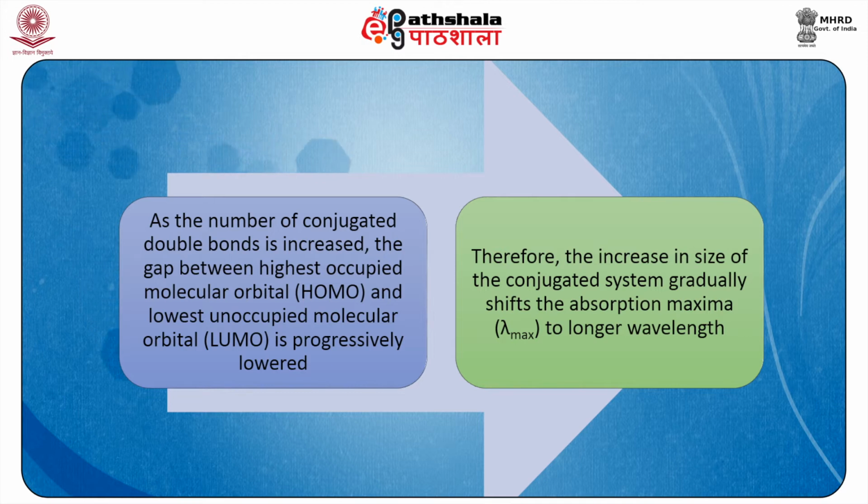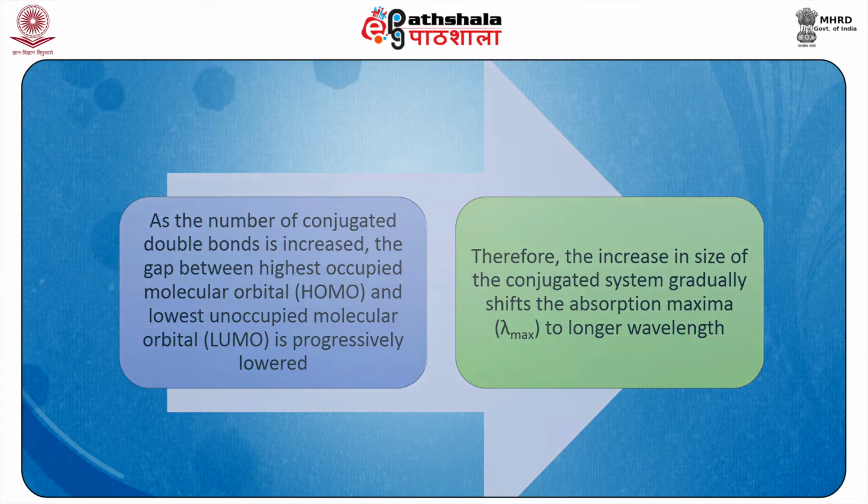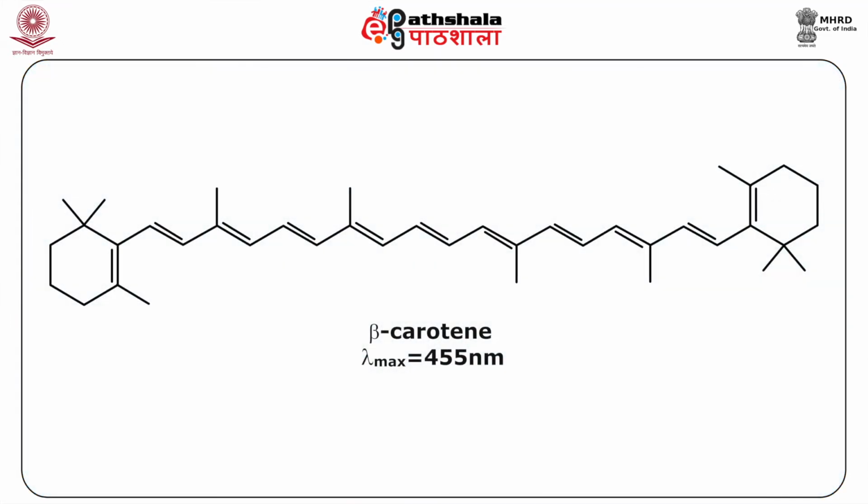Now, students, I would like to attract your attention towards the next fact, that is, as the number of conjugated double bonds is increased, the gap between the highest occupied molecular orbital, which is the HOMO, and the LUMO, which is the lowest unoccupied molecular orbital, is progressively lowered. Therefore, the increase in size of the conjugated system gradually shifts the absorption maxima to longer wavelengths or lower energies. Now, if a compound has enough conjugated double bonds, it will absorb visible light and the compound will appear colored to our eyes.